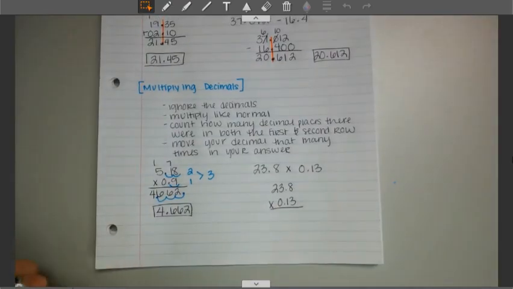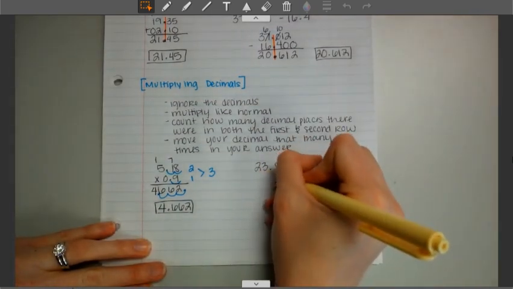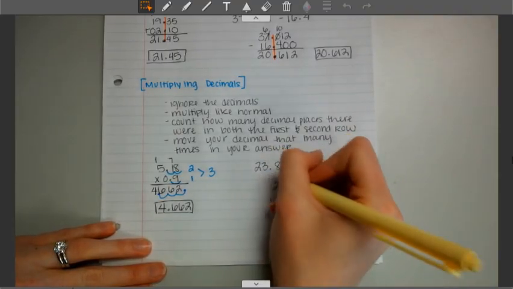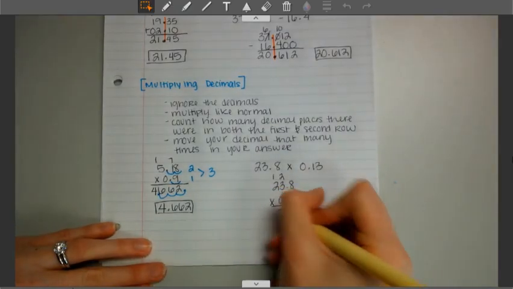Again, I'm just going to multiply like normal. So 3 times 8 is 24. Put down the 4, carry the 2. 3 times 3 is 9, plus 2 is 11. Put down the 1, carry the 1. 3 times 2 is 6, plus 1 is 7.